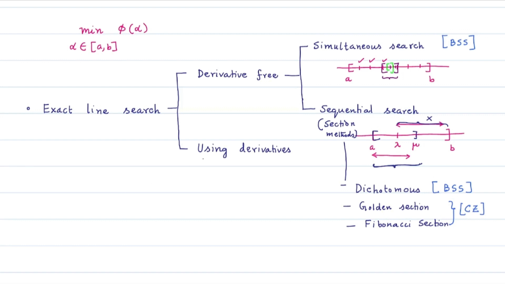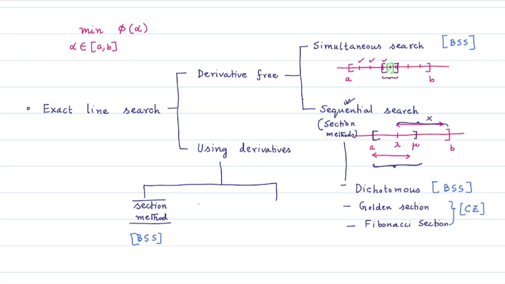Now, using derivatives, the methods for exact line searches are categorized into two parts. Those are section methods, which are similar to sectioning of the interval of uncertainty like the sequential search. But here in this section method, we not only use the function value but also the derivative value of the function to reduce the interval of uncertainty. For a reference of these section methods using derivatives, you may please visit the book of Bazaraa, Sherali and Shetty.